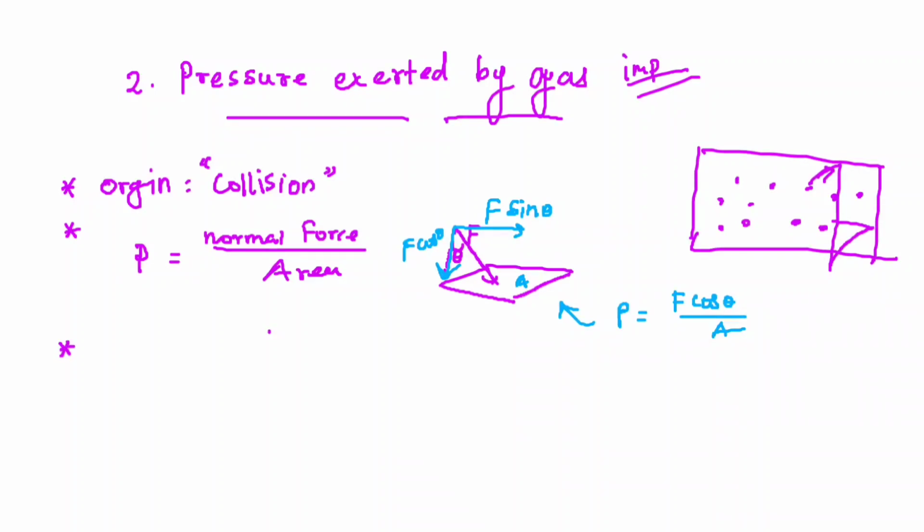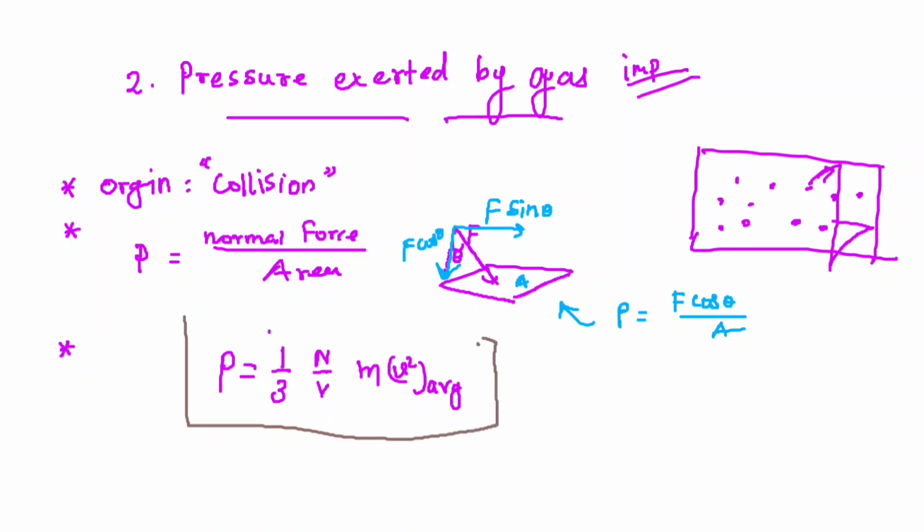So in our case, I'm going to write the formula directly. I'm not going to the derivation part, because we are aiming for IIT JAM entrance, so no need of derivation. So this is the formula: P equal to 1 by 3 N by V M V square average. This is the formula of the pressure exerted. This is a very important formula.